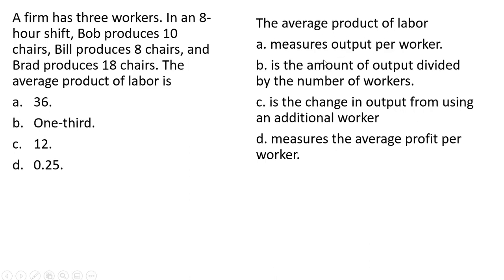The average product of labor measures output per worker. That's true. B, is the amount of output divided by the number of workers? That is true. C, is the change in output from using an additional worker? That is false. That's the marginal product of labor. And D measures the average profit per worker. That is false. So the correct answer here is going to be E. Answers A and B are correct.